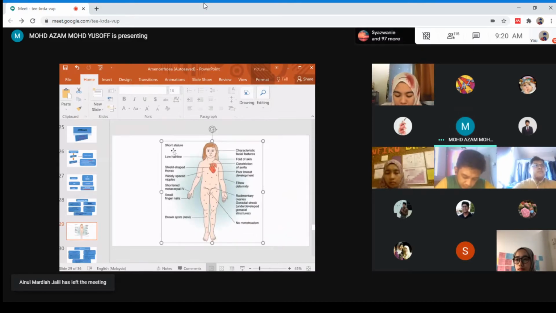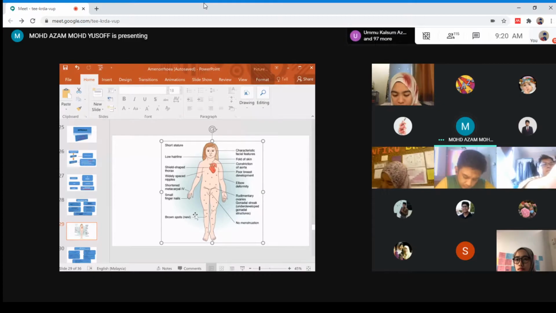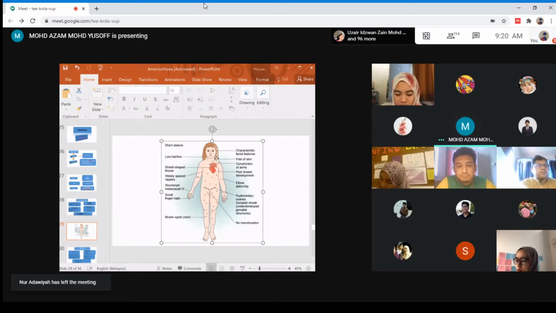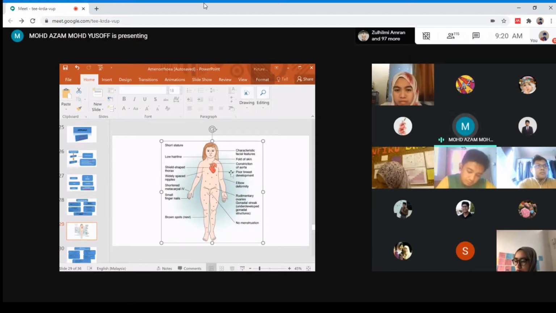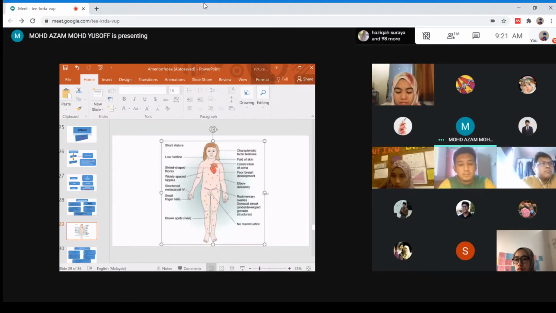Turner syndrome: short stature, webbing of the neck, coarctation of the aorta, poor breast development because of low estrogen. There is elbow deformity, which we call wide carrying angle. Widely spaced nipples. I think that is a rudimentary ovary, or streak ovary, and she has no menses.